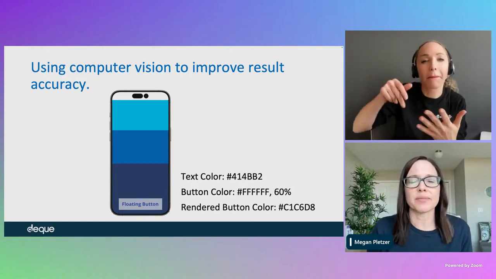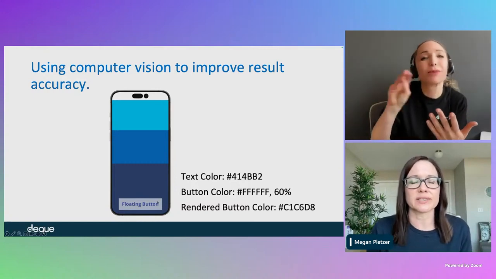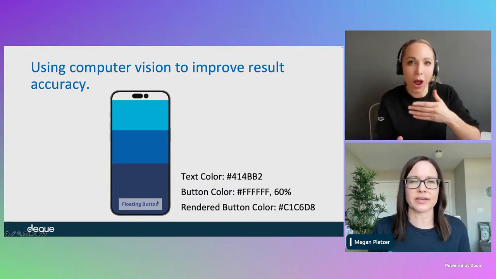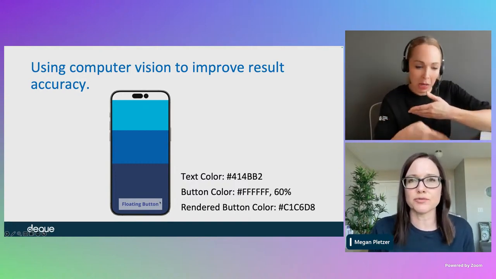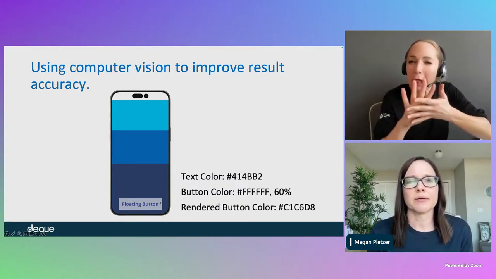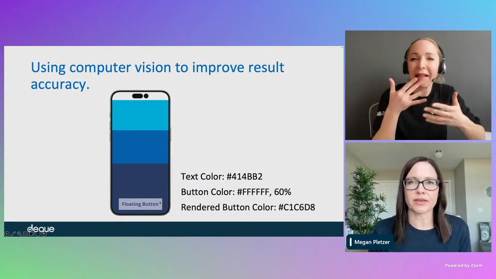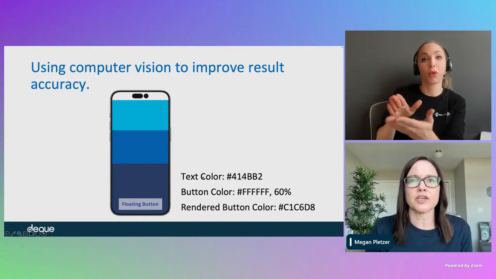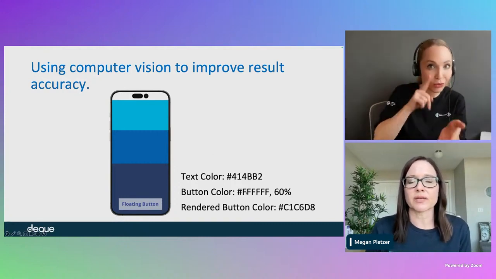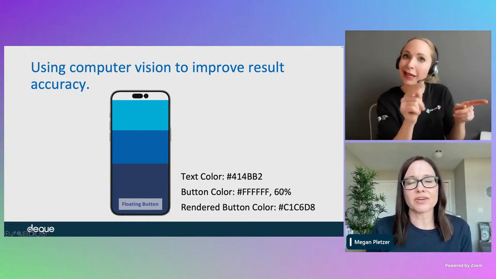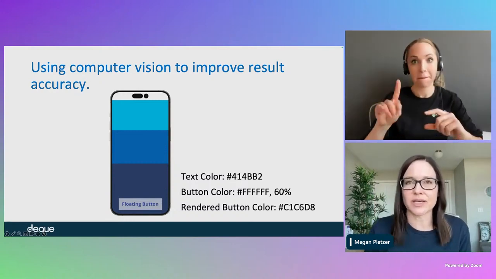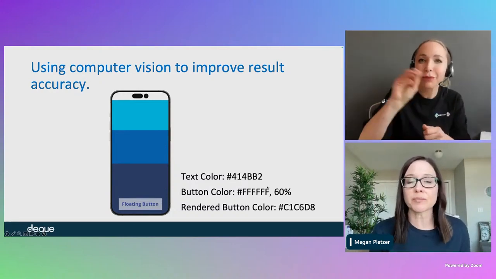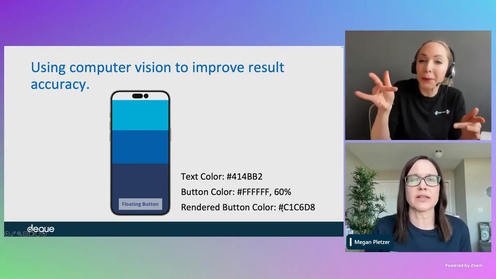So what's happening then in reality is that the white does not appear white on screen because it's being shown over a navy background. So you're getting kind of like this muddy blue-gray color instead. So if you were to use a traditional method of checking for color contrast by looking at those values in the source code, you might take the text color of navy and the button color of white, but you don't really have a good way to know what to do with that 60% opacity because you don't know what's behind that button. But with computer vision, we can actually look at the pixels on the screen.